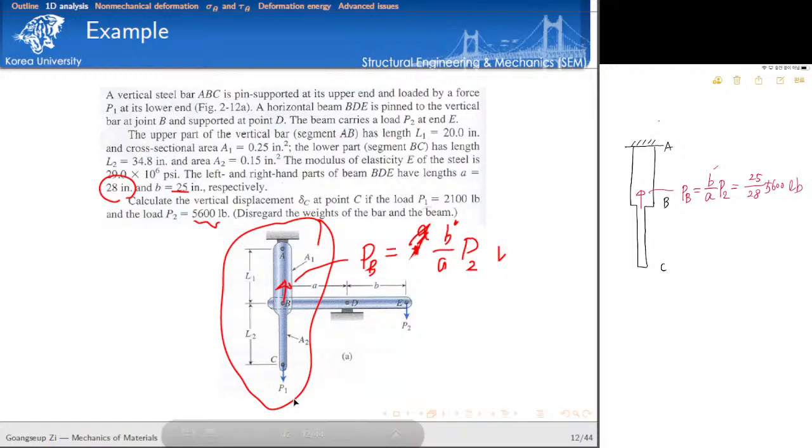And how about load P1? Here we have P1. So P1 is acting on node C. I want to call this PC for unification. So P1 is given as 2,100 pounds. So all the numeric values are given here. And then how about the length?